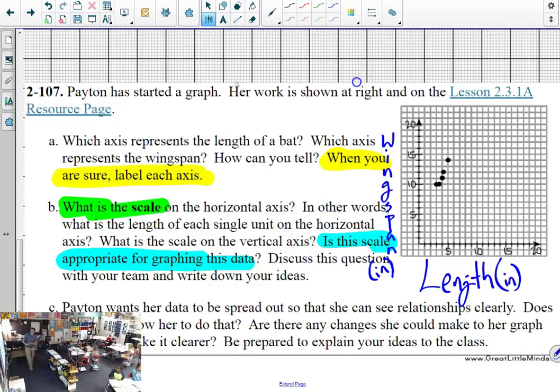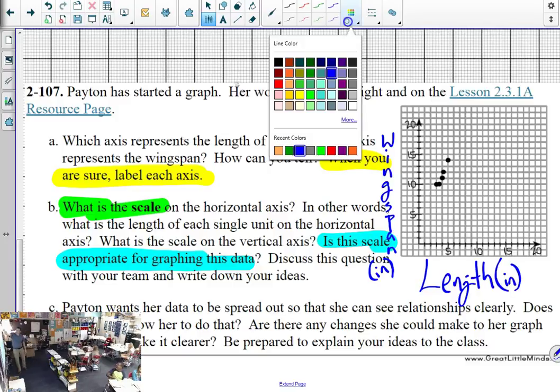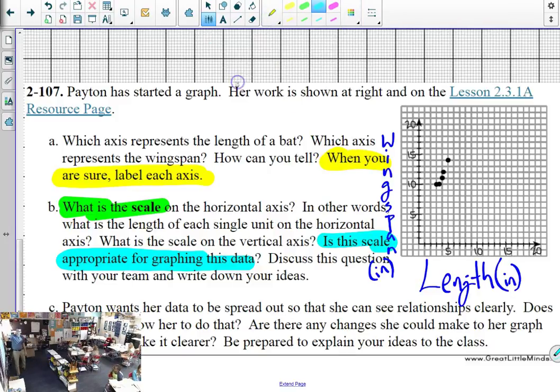Because if I ask you, is this scale appropriate for graphing this data? What do you notice about the points of our data? Delaney, if I ask you what you notice about our points on here, what would you say about their location? They're all pretty close to each other. They're all really tight together. And if I look at what section of the graph they use, they only utilize this little chunk of the graph, right? There's so much graph out here that isn't being used.